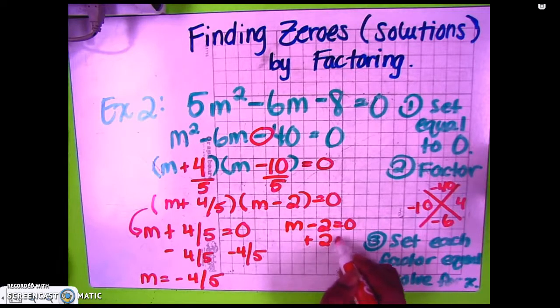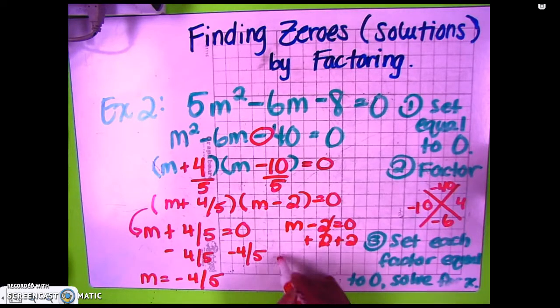All I have to do is add 2 to both sides, and m equals a positive 2. So our zeros are negative 4 over 5 and a positive 2.